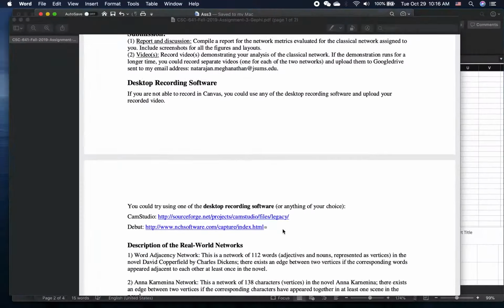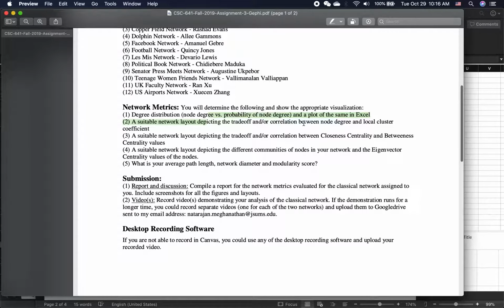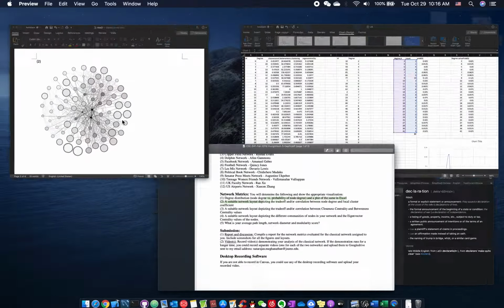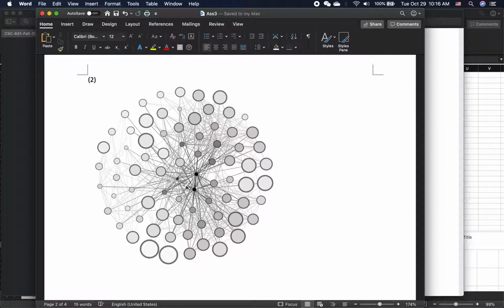It's about the trade-off between node degree and local clustering coefficient. I color the node degree. You can see these black circles. They have the highest degree because they're darkest, they're black, and then the dark gray, the light gray, the almost white.